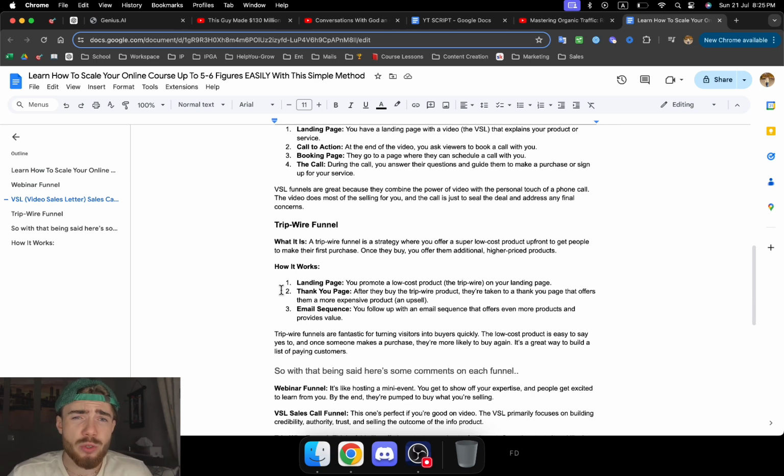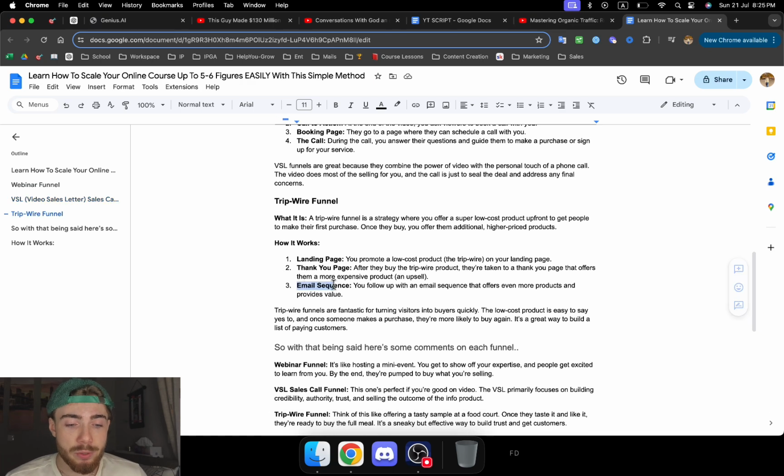It's actually a pretty good one, but it is pretty hard to get to work. But again, people have mastered this funnel and I'm actually just starting. So yeah, email sequence. Again, emails are the weapon. Most of your sales are going to be from your emails. So you follow up with email sequences that offer even more high value items. It can be a one-on-one coaching group.